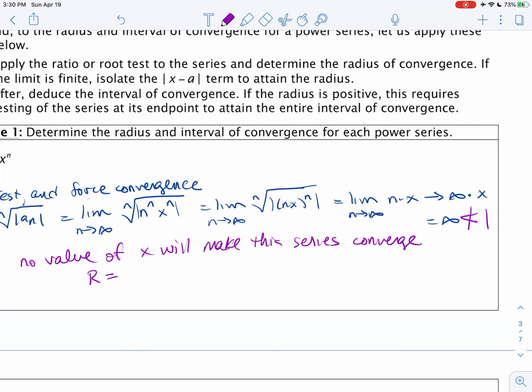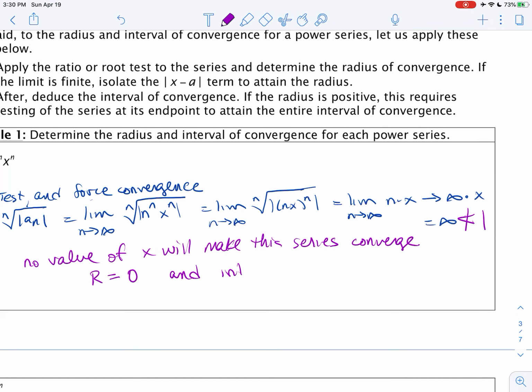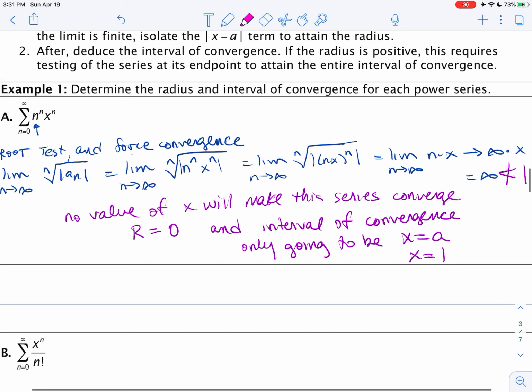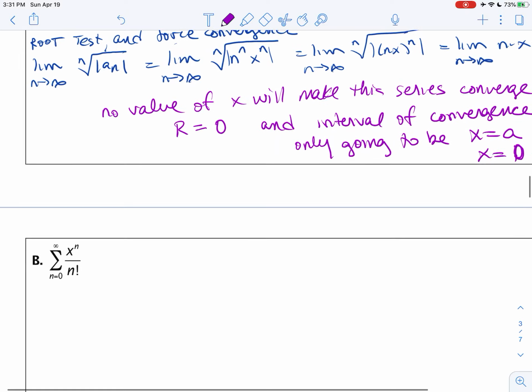So I have that my radius of convergence, my r here, is going to equal 0. And my interval of convergence, where it's centered at a, is only going to be the value of x equal to a, and in this case, x equal to 1. Right. Or no, x equal to 0. 1 was down below. Right? When x is equal to 0, every term becomes 0, and the sum of zeros is a convergent series.